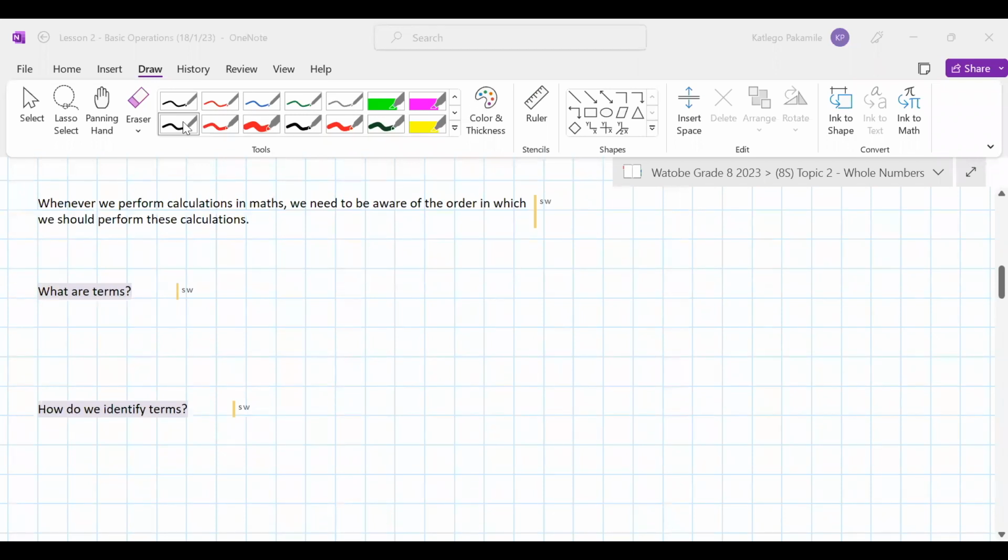Whenever we perform calculations in maths, we need to be aware of the order we should use. What do we call that magic rule that we always use in maths?